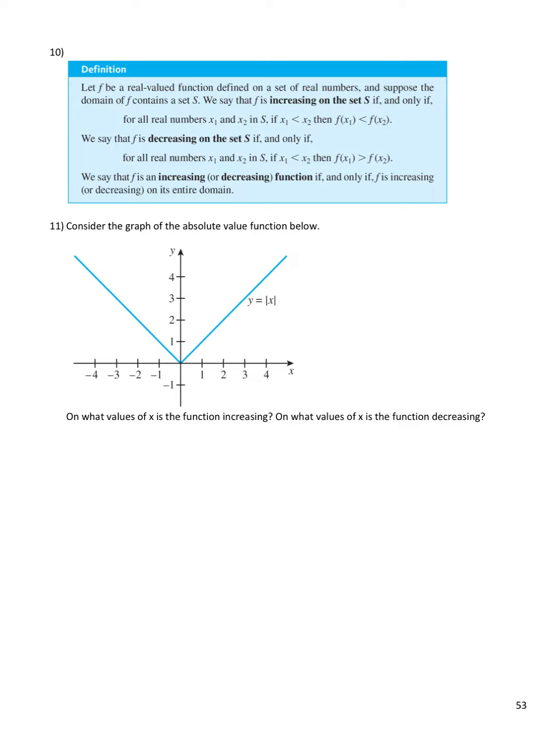increasing. And when you describe where a function is increasing and decreasing, you only give the x values. So for absolute value of x, it is decreasing for x values from -infinity to 0. And then it's increasing on x values from 0 to infinity.